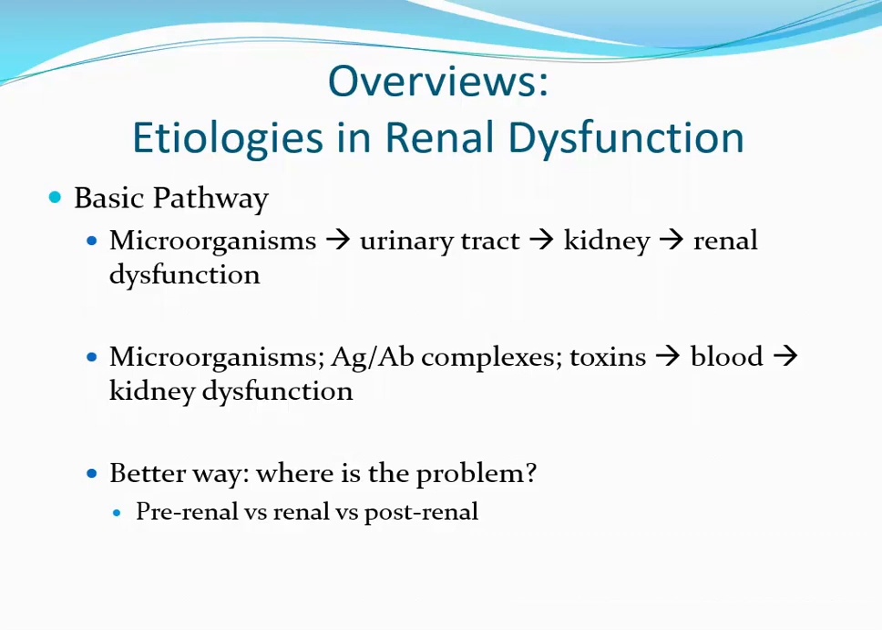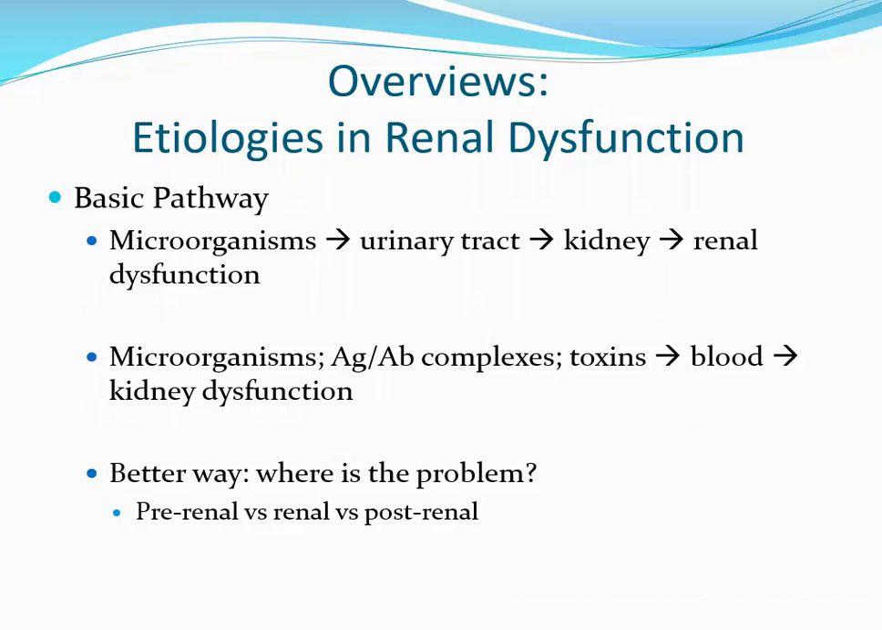General overview of the etiology of renal dysfunction as we have looked at it so far. Two basic pathways. One is that microorganisms get into the urinary tract to the kidney, resulting in renal dysfunction. Remember, this is the ascending. Or microorganisms, antigen-antibody complexes, or toxins get into the bloodstream to the kidney and cause dysfunction. This would be the descending way to look at dysfunction.